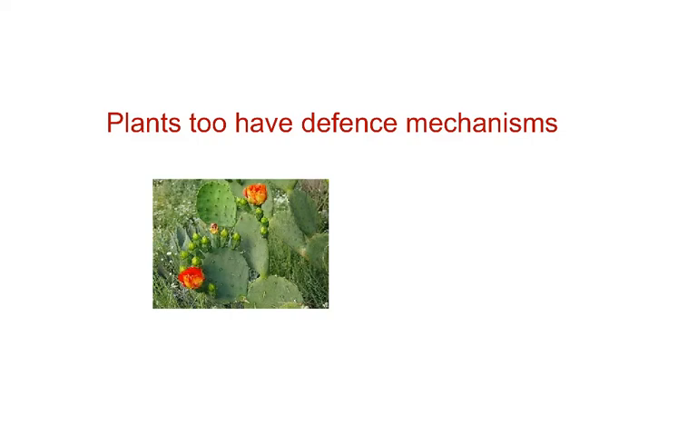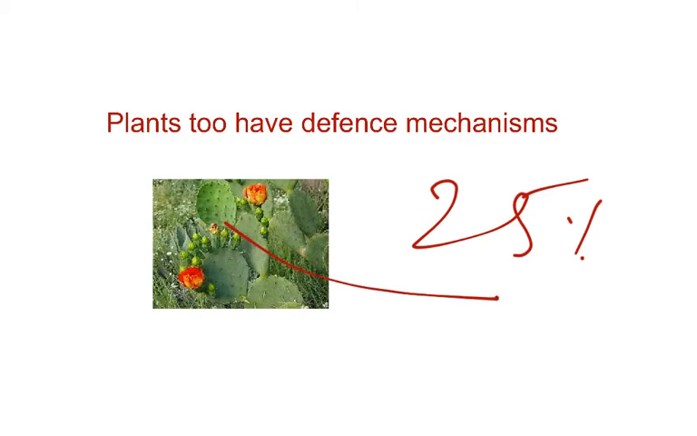Plants too have their defense mechanisms. For plants, herbivores are the predators. Nearly 25% of all insects are known to be phytophagous, feeding on plant sap and other parts of plants. The problem is particularly severe for plants because, unlike animals, they cannot escape from the predators.